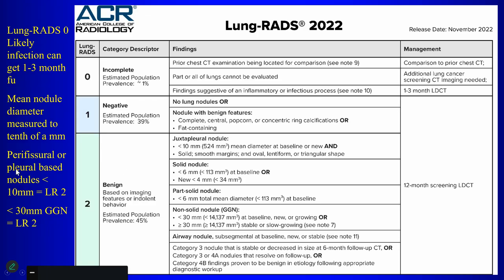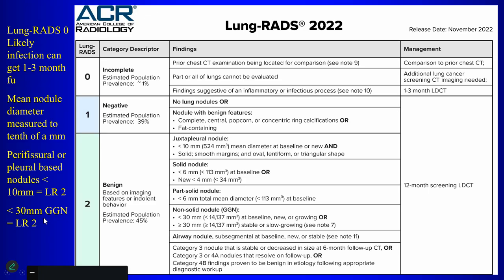Perifissural nodules. If you have typical perifissural nodules, we've talked about these, that are probably intrathoracic nodes or intrapulmonary nodes. There the number goes up to 10 millimeters. As long as you have a perifissural nodule that's less than 10 millimeters, that gets a score of a Lung-RADS 2. That does not change management. So if you have a typical perifissural nodule that's 9.9 millimeters, it's not going to change management. It still gets a Lung-RADS 2.